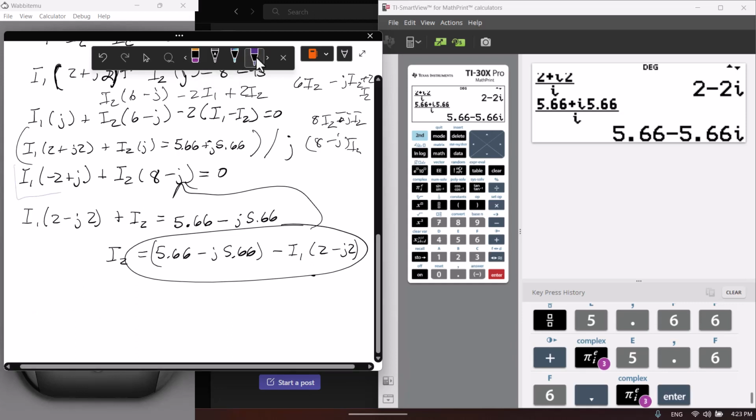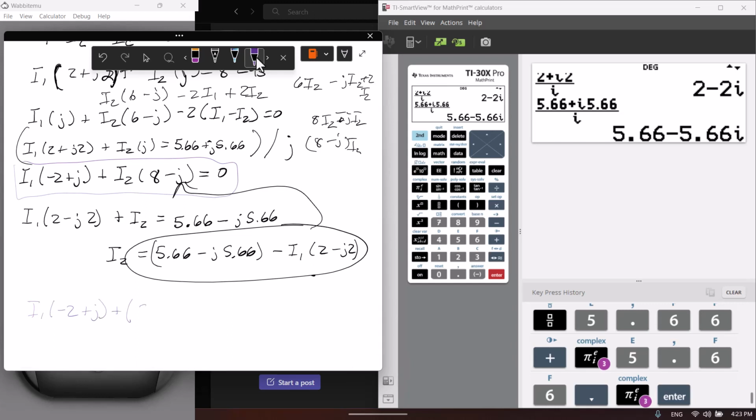I want to plug into this equation for I2. So I1 times (minus 2 plus j) plus 5.66 minus j5.66 minus I1 (2 minus j2) equals 0. That's just the I2, and then that's times (8 minus j). Okay, yeah. And the solutions set up the equations and then just gave the answers.